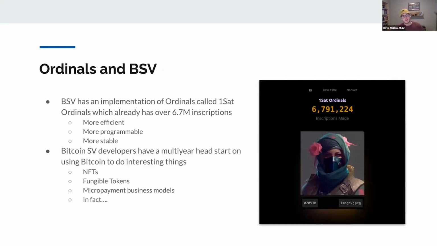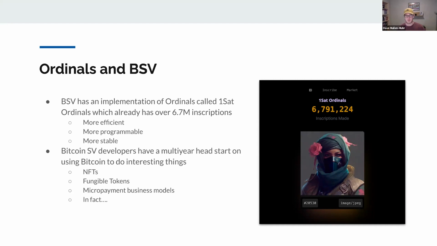So what about BSV? That's usually what you're learning about on our Unbounded Capital webinars. So BSV has an implementation of Ordinals. It's called one-sat Ordinals. And this is from yesterday. I'm sure this number is already higher, but there's already over 6.7 million inscriptions. And it has all the benefits that you've heard us talk about for BSV. Generally, much more efficient. There's more programmability. So doing things like 3D video game assets on BTC, which is now this new revelation, you could do kind of out of the box on day one with one-sat Ordinals. And it's more stable, which is very important. I'll touch on that more in a second.